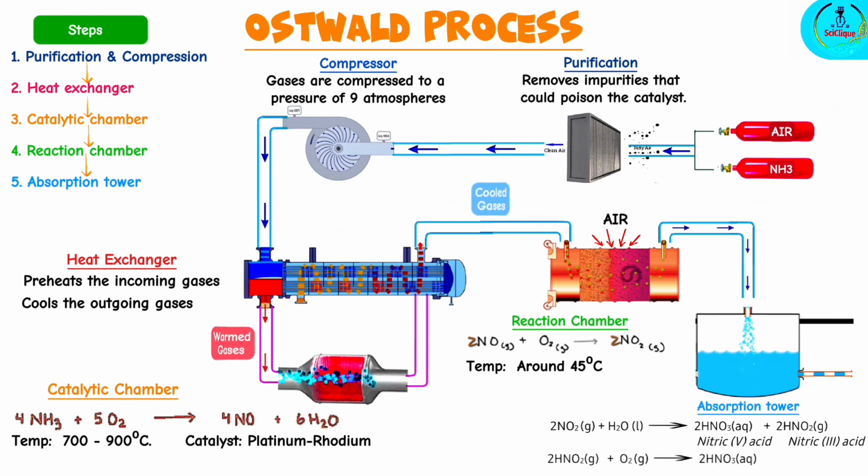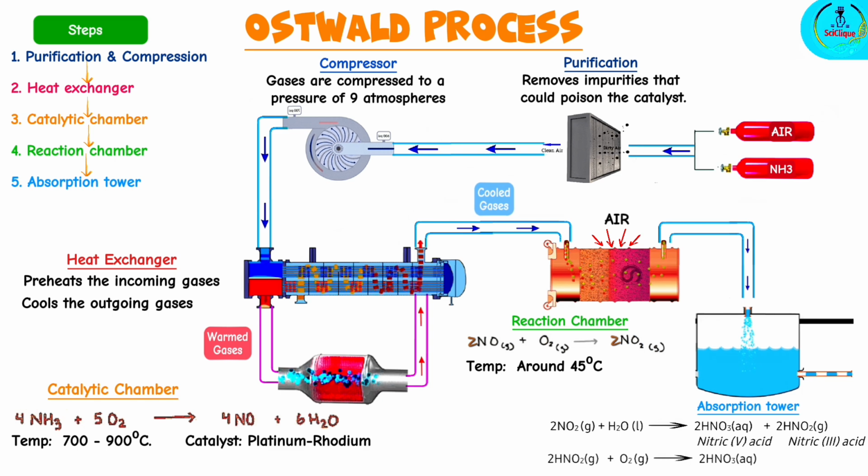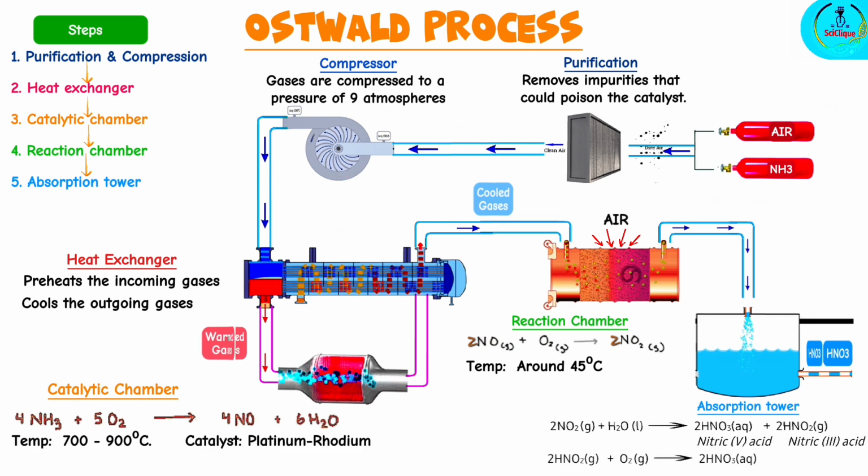But nitric 3 acid is going to undergo a further reaction. So it's going to react with the oxygen present. Remember we talked about excess air being mixed with nitrogen 4 oxide. So it's going to react with the oxygen present in the air to form nitric 5 acid. So the purpose of the air being mixed with nitrogen 4 oxide is simply to ensure that the nitric 3 acid that was produced is oxidized to nitric 5 acid.